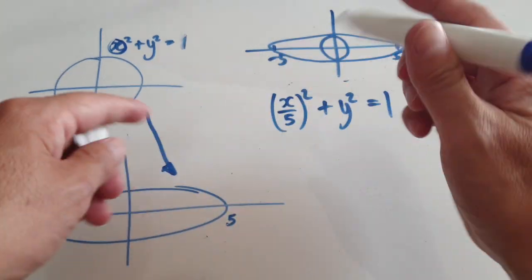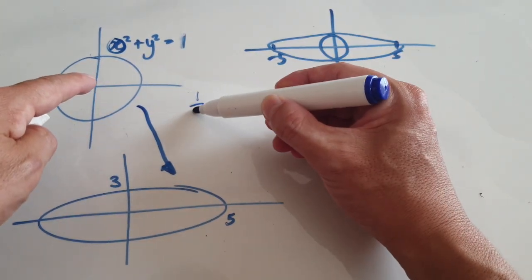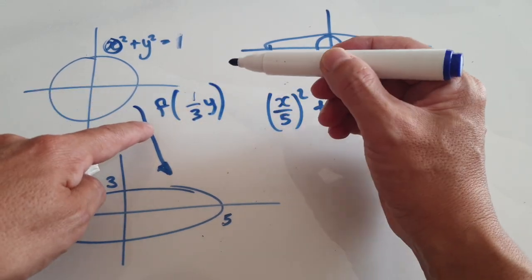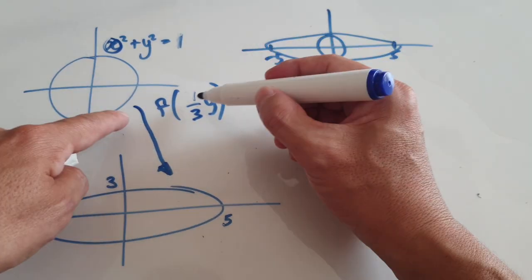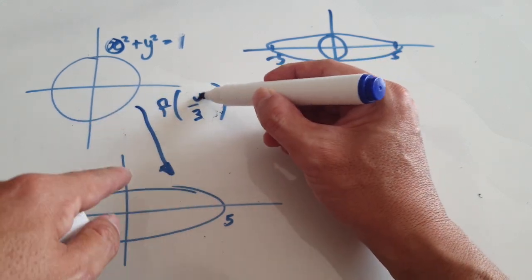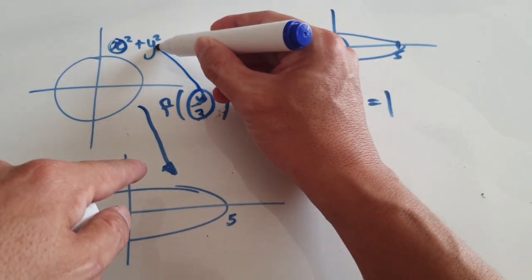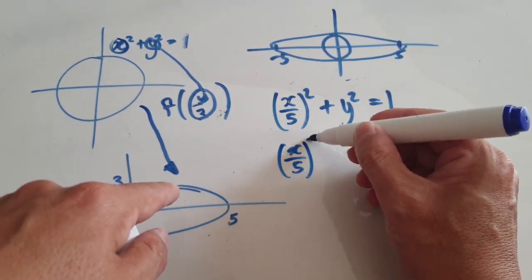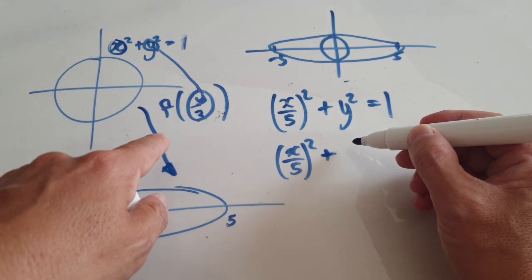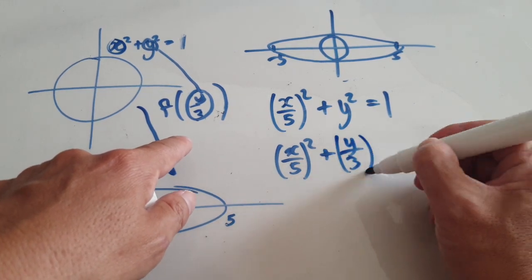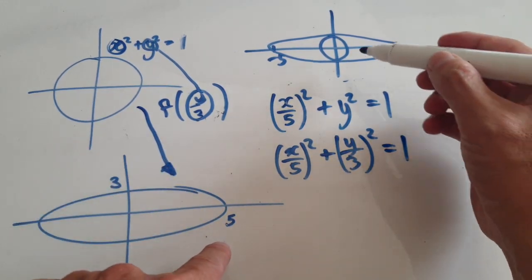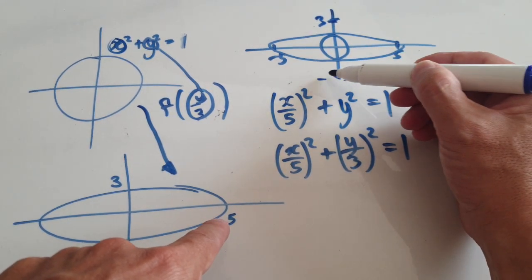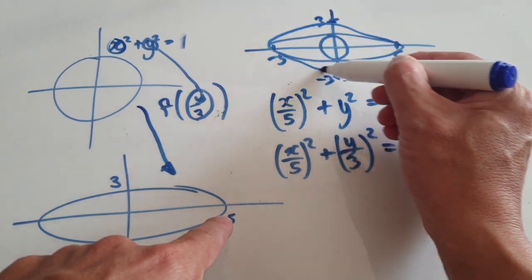So in the y direction, 1 over 3, you want to apply this transformation in the y direction. So that would mean this, the y gets multiplied to the top, so it's going to be y over 3 into the y here, so it would then become x over 5 squared plus y over 3 all squared equals 1. So now it will stretch it up by a factor of 3. So this will be negative 3.